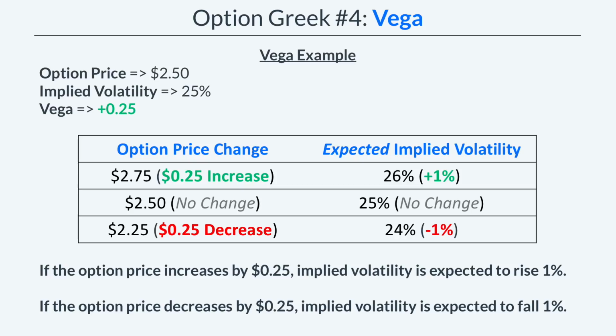Now on the other hand, if the option price decreases by 25 cents during that trading day and the stock price did not change, implied volatility is expected to fall by 1%. So always keep in mind that option prices, and more specifically an option's extrinsic value, is what is driving changes in implied volatility, and implied volatility is not driving option price changes.